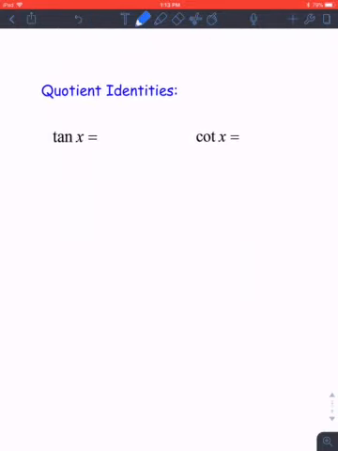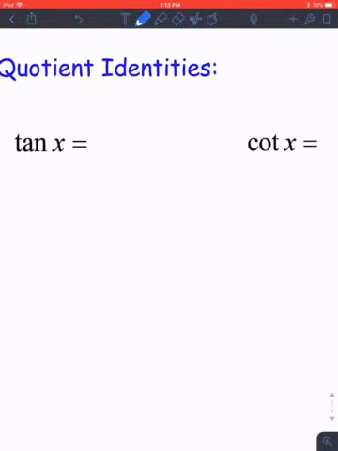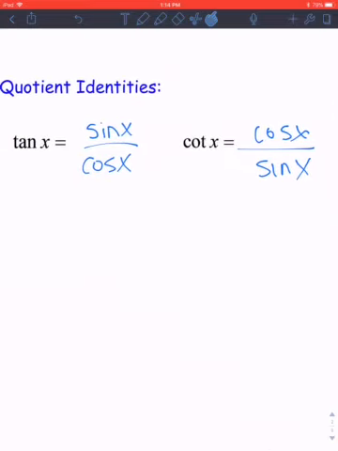So these are quotient identities. Tangent and cotangent have a special quotient that they are equal to, and tangent is equal to sine of x divided by cosine of x. And cotangent, being the reciprocal of tangent, is just the reciprocal: cosine of x divided by sine of x. Okay. All right, so add that to your next list of what you need to know.